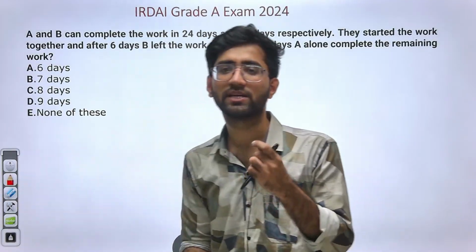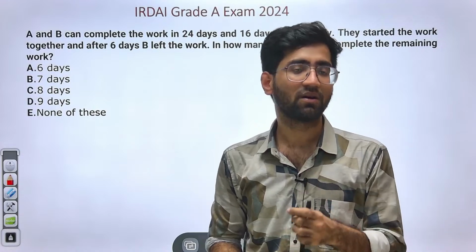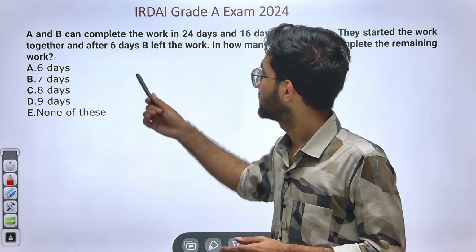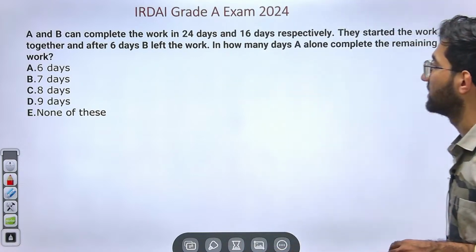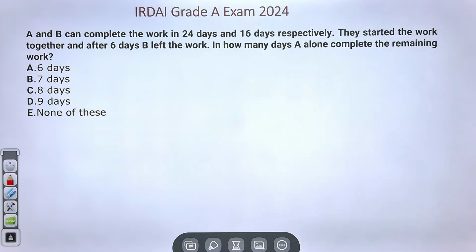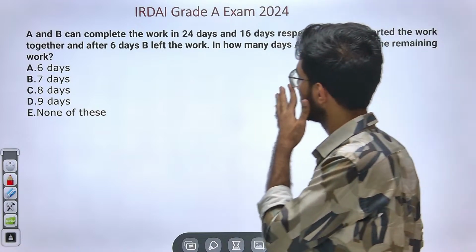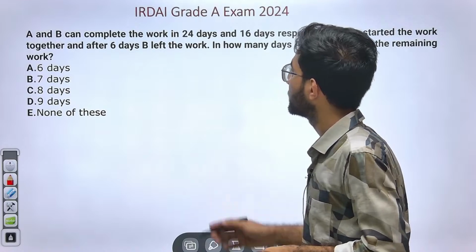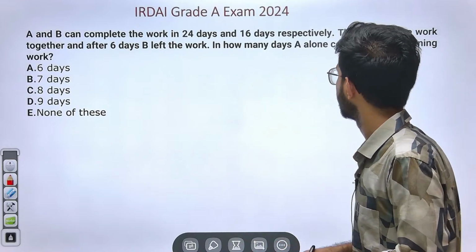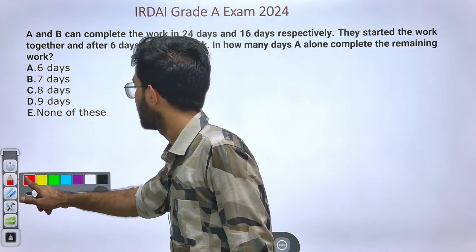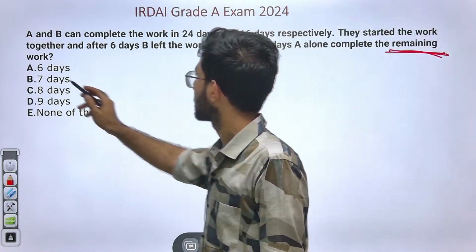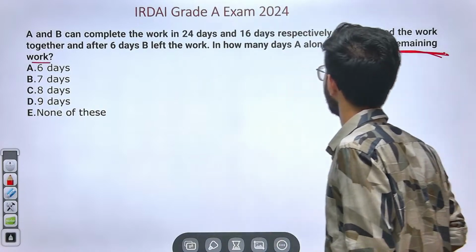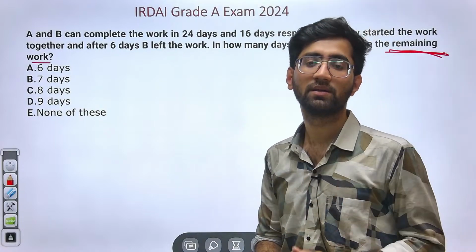You can also expect one question from the time and work chapter, right? So the question says A and B can complete the work in 24 days and 16 days respectively. They started the work together, and after 6 days B left the work. In how many days A alone can complete the remaining work? You have to be careful. You only have to answer in how many days A alone can complete the remaining work.